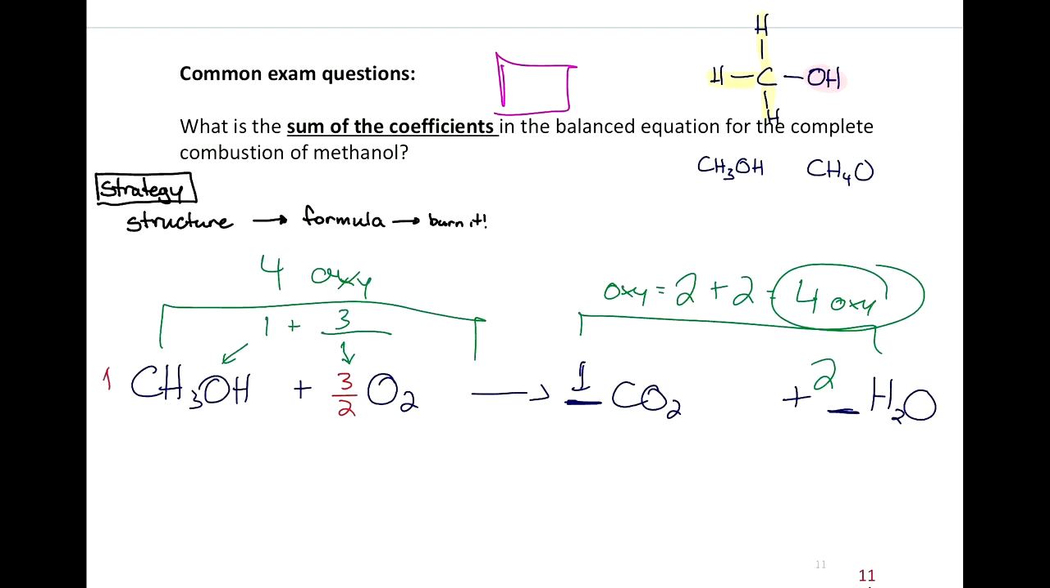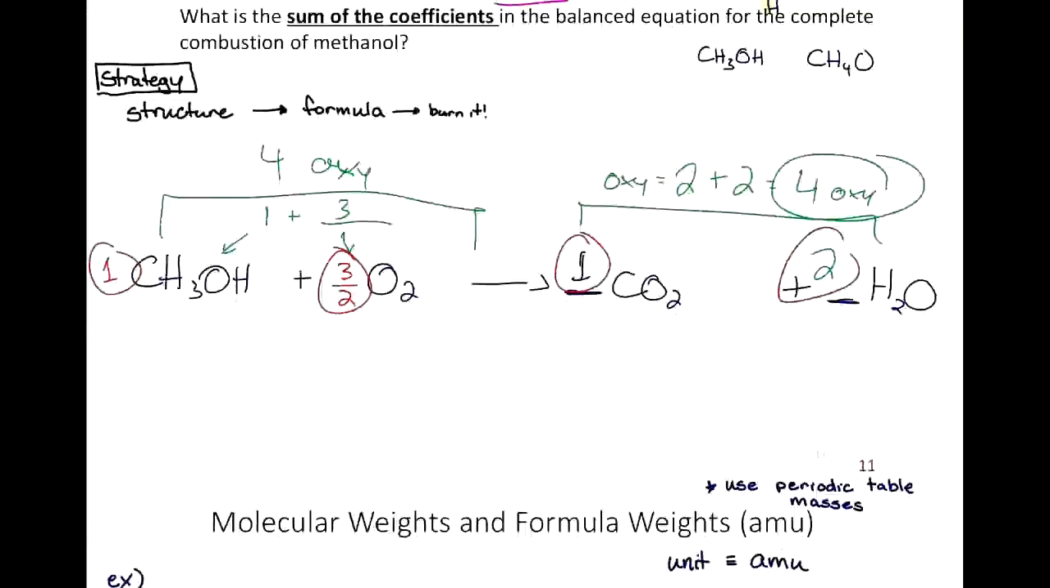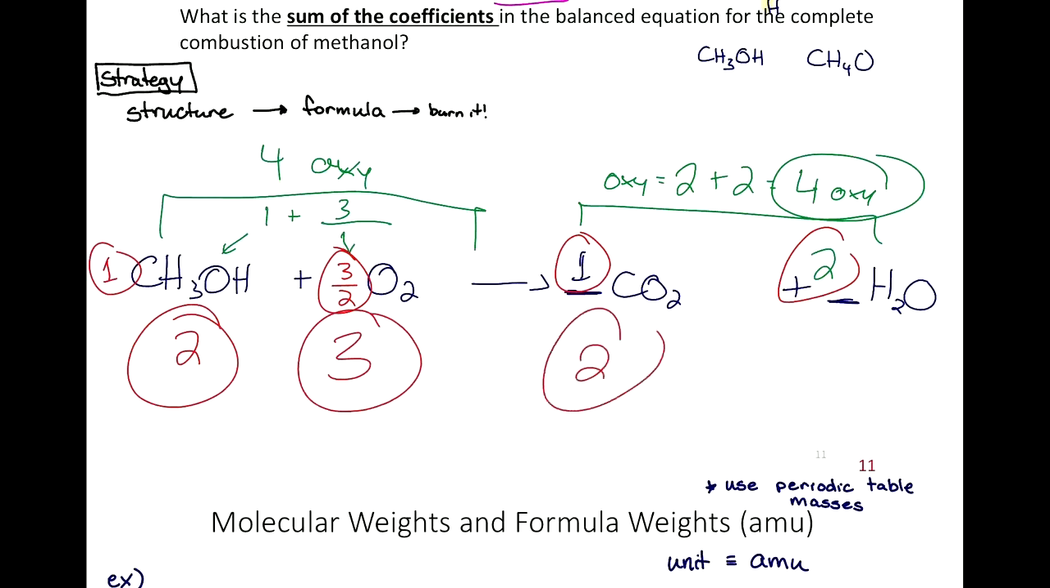All right, I'm almost done. Those are my coefficients, but there's a problem. We don't want a fraction in our coefficients. We want them to be whole numbers, and that's where the last step is. Number 5, if O2 has a fractional coefficient, multiply everything by 2, and then you're done. So let's multiply all these coefficients by 2. The new coefficients will be 2, 3, 2, and then 4. If this was an exam where you report the sum, you would just add those all up, and it's 11.